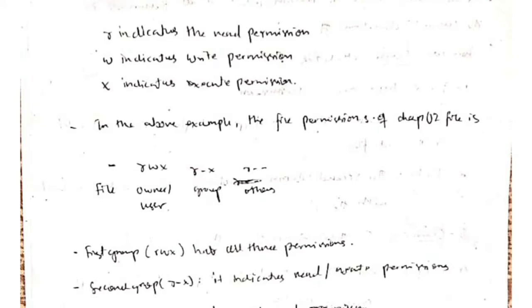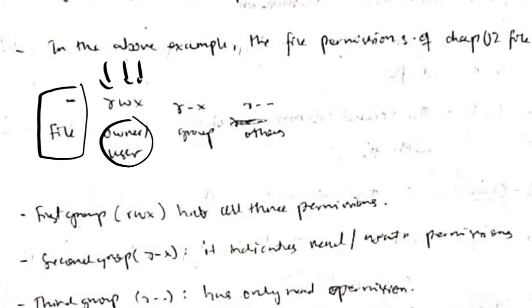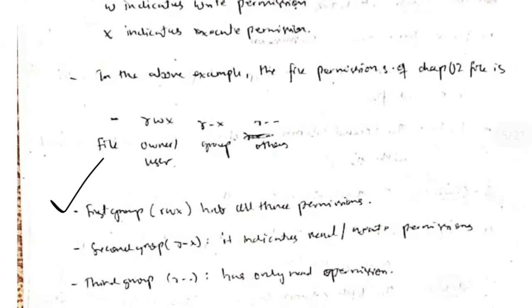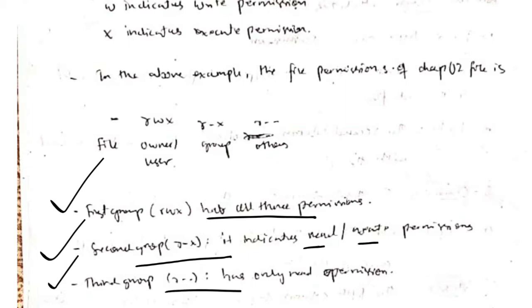The first one is the file type, dash means the regular file. RWX means the owner is allowed to read, write, and execute the file. The group is allowed to read and execute the file. The write function is not allowed, and for others only the read function is allowed. In this way we can specify the permissions given to the different types of users. The first group has all 3 permissions, the second group has read and execute, and the third group has only read.